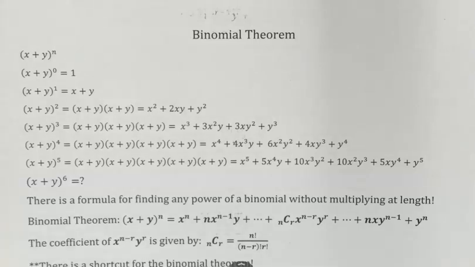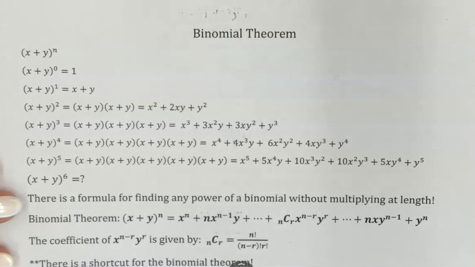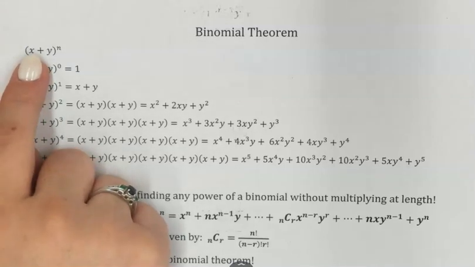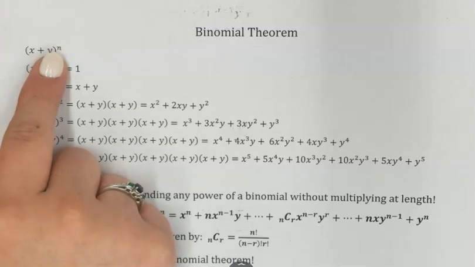Today we are going to be looking at the binomial theorem and Pascal's triangle. So what is my binomial theorem? Well, this has to do with binomial multiplication. So binomial means two terms. So if I have x plus y and I'm raising it to some exponent, we'll call it n.